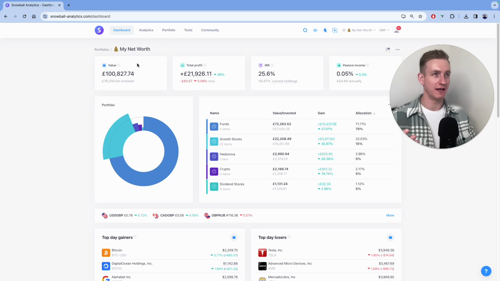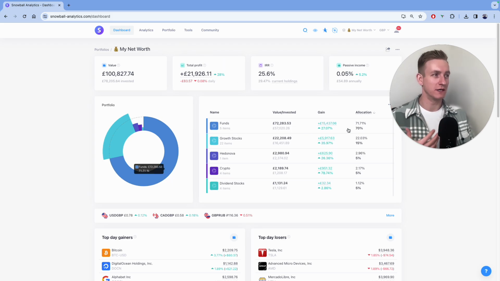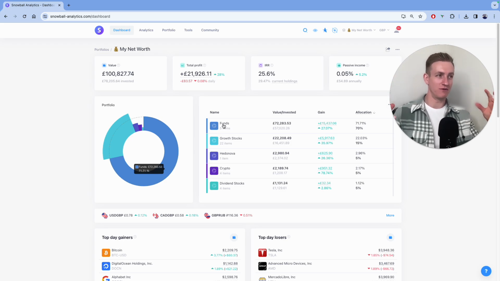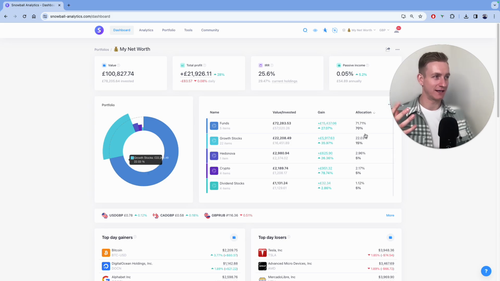readout of everything. Okay. What I really like is it allows me to see what my total allocation is versus my target allocation. So you can see here, I've broken mine down really, really simply. I want to know how much I've got in funds, which are the foundation of my entire portfolio. So I aim to have around 70 to 75% of my entire portfolio invested in that at any one time. So you can see my allocation here, 70%.